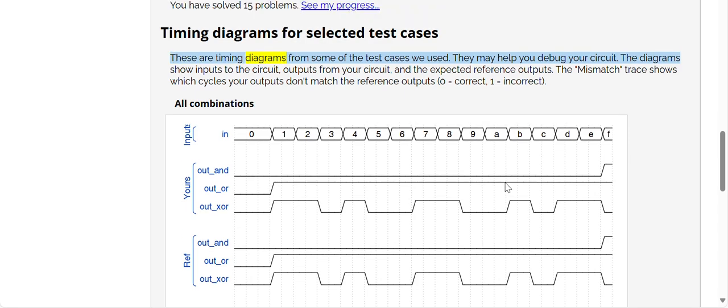These are timing diagrams from some of the test cases we used. They may help you debug your circuit. The diagrams show inputs to the circuit, outputs from your circuit, and the expected reference outputs. The mismatch trace shows which cycles your outputs don't match the reference outputs. 0 equals correct, 1 equals incorrect.